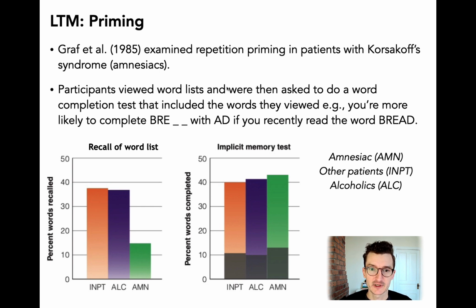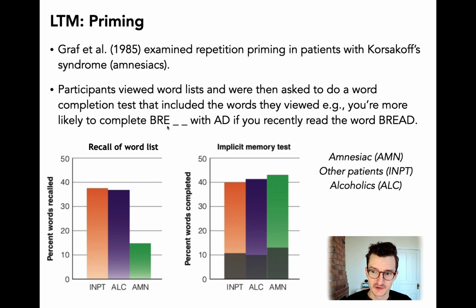So in this particular task, these patients viewed word lists, and then they were asked to do a word completion test. And so the idea here, right, is that if you recently read the word bread and you see BRE and you're asked to complete that word, you're likely to complete it with AD. You're likely to make that word bread because you just saw the word bread, right? So bread is kind of primed in your brain. And this is effectively a form of repetition priming.